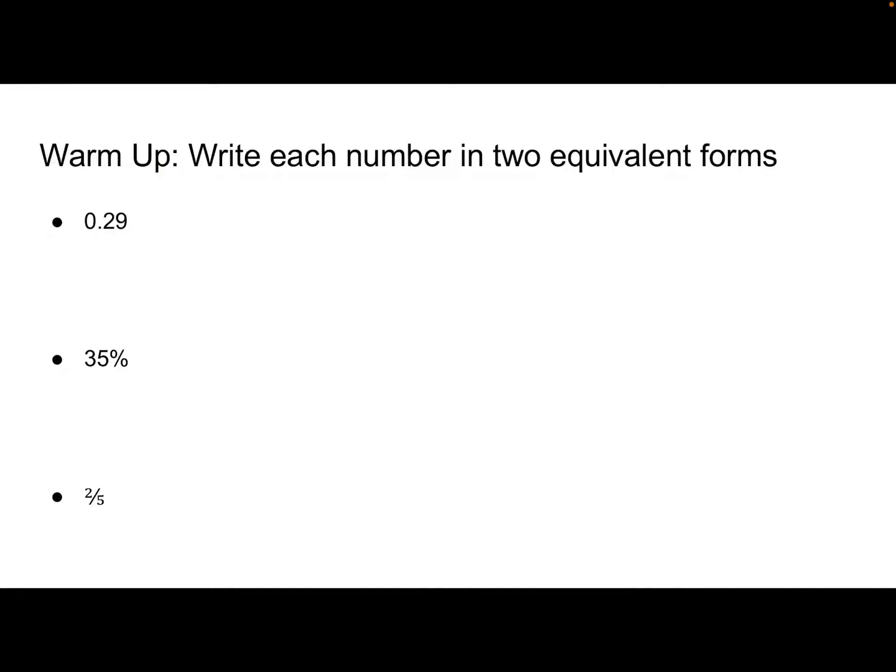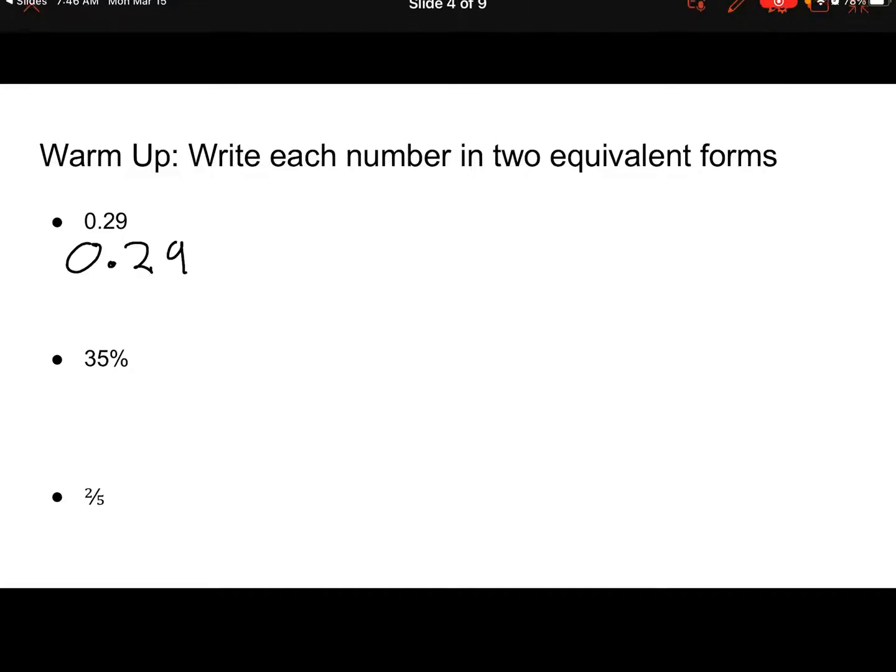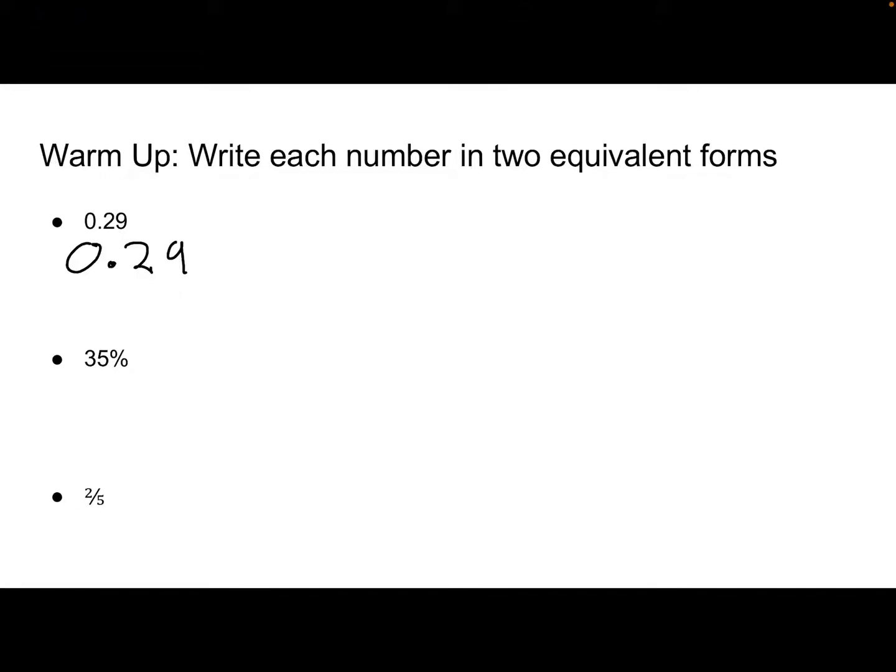So let's start off with the 0.29. Since it's asking us to write it in 2 equivalent forms, that means we want to write it as a fraction and also as a percent. Going to a percent is pretty easy here. We just need to move our decimal place 2 units to the right. So 1 and 2. So as a percent, 0.29 would be 29%, because we moved our decimal place over to the right.